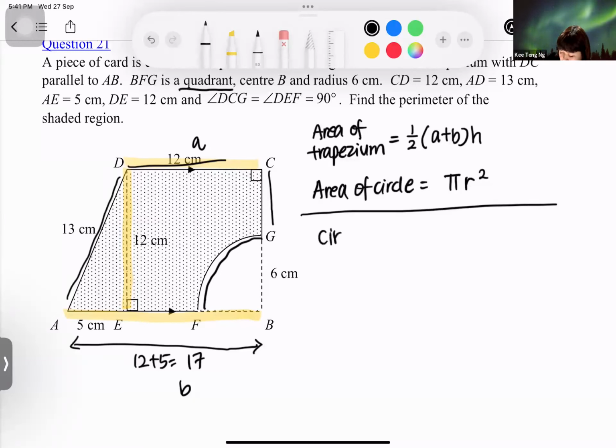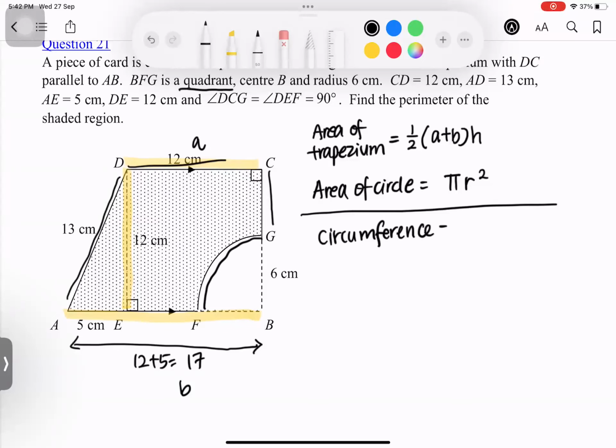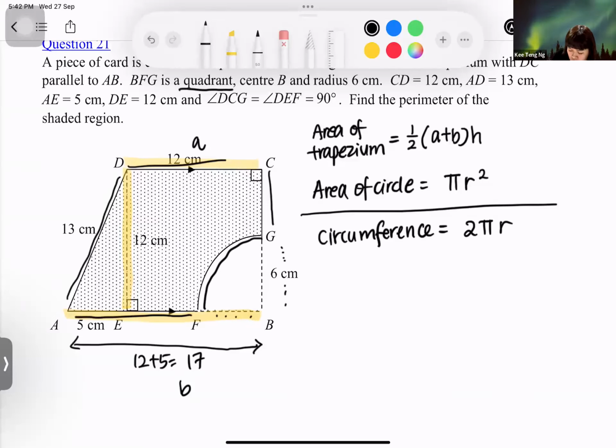What's the formula for circumference? Just now somebody gave 2 pi r. Yes, 2 pi r. Or some of you remember it as pi d. So remember this portion over here, the 6 cm, is not included. Then I don't add this portion also, I only add the remaining over here.